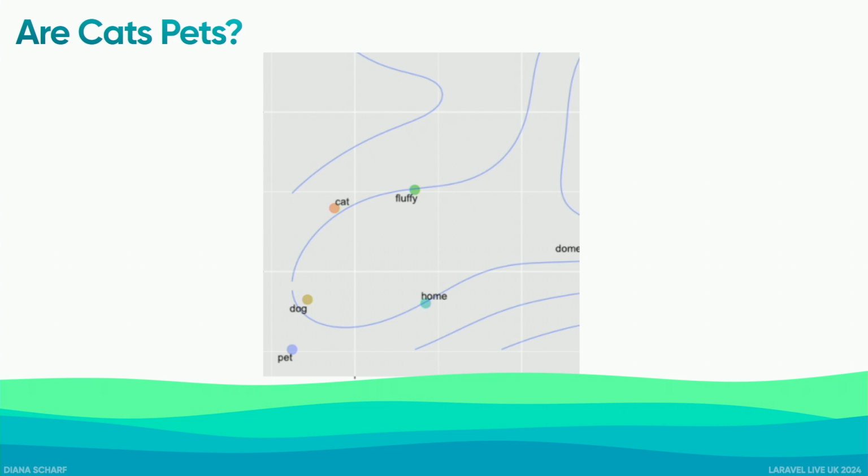But cat, however, is closer to fluffy than to pet. So the question is, are cats pets? Because maybe there might be a hidden node in this graph which says world domination, who knows?